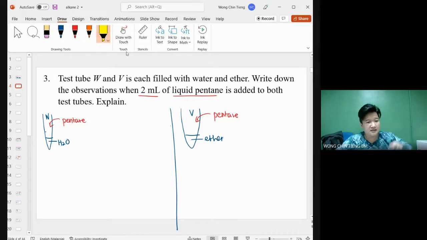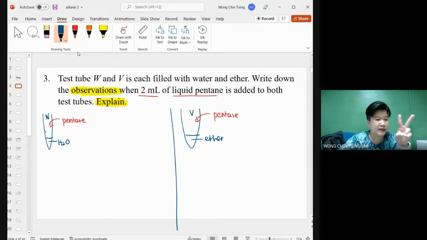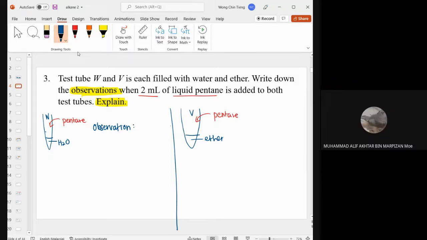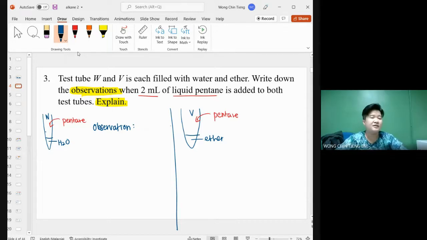Soalan pun sama. There are 2 questions if you read very carefully. The question asks for observation. The question asks for explanation. So ada 2 soalan tau, actually. So the first question, observation. What do you think the observation for this case? Soalan pertama. Solubility. Definitely about solubility because you put the same thing into water and ether.